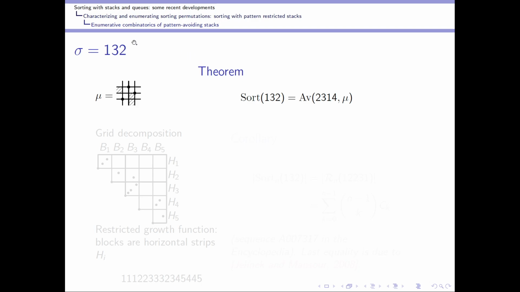Okay, concerning the third case, 1, 3, 2 sortable permutations, we have this theorem which says that the set of 1, 3, 2 sortable permutations can be characterized in terms of the avoidance of these two patterns, one classical pattern, 2, 3, 1, 4, and this mesh pattern mu, which is this mesh pattern here.